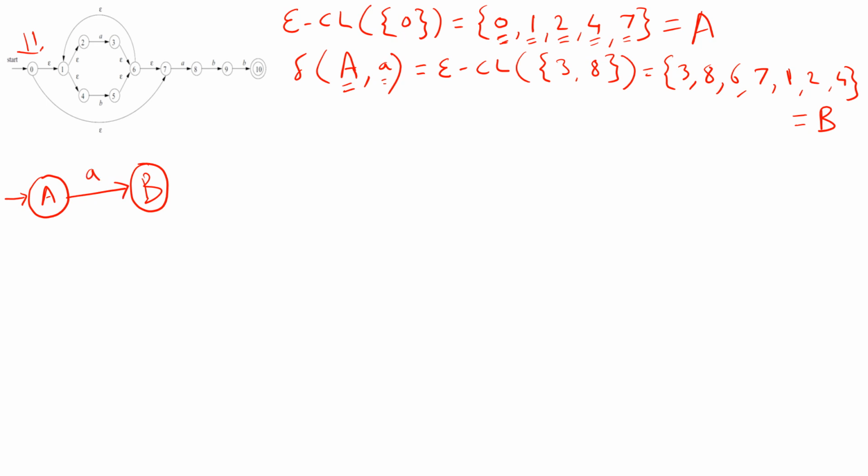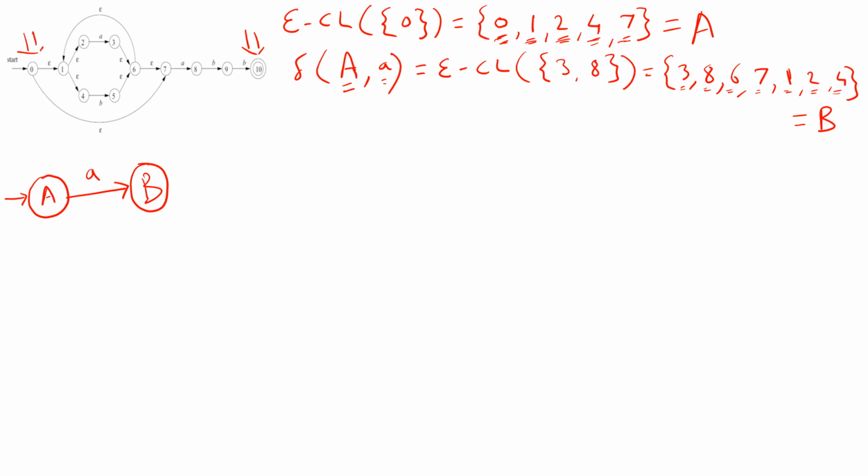Now why are state A and state B not final states? Because you see in the original NFA, look at this, state 10 is the final state, and state A does not contain 10. State B also does not contain 10. Hence A and B are not final states.